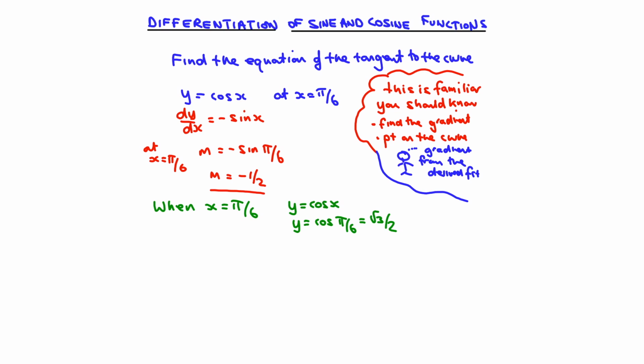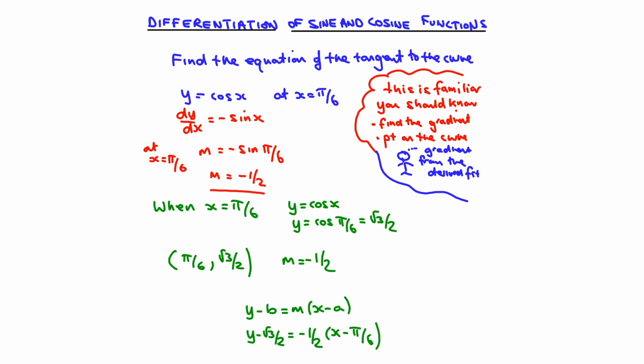So y would equal cos pi by 6. That would be root 3 upon 2. So we have our point, pi by 6, root 3 upon 2, and we've worked out our gradient is negative a half. So now we're going to use y minus b equals m times x minus a. So let's do that. And that's us finished.